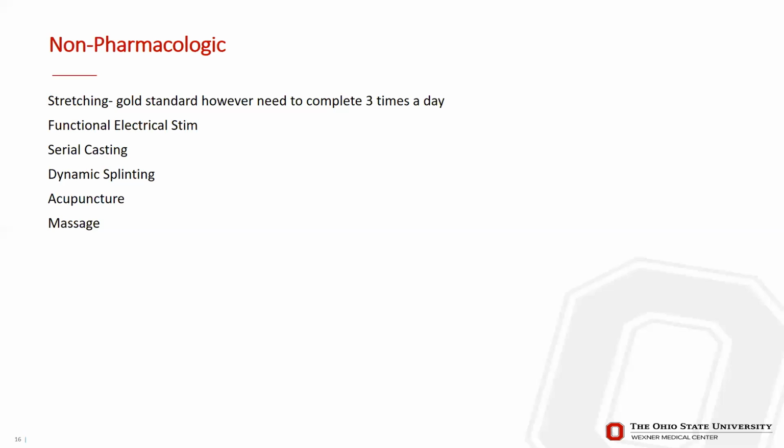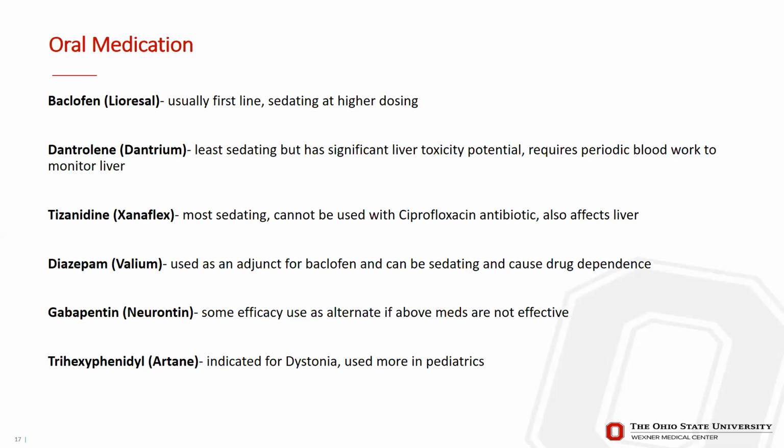And then massage therapy really does help. But again, not all insurances cover massage. So it is pay out of pocket, and it can get expensive, because massage is a short-lived intervention, and so you need to have massages more often than you would think. So, oral medications: I put all of the oral medications that I use, the top 3, baclofen, dantrolene, tizanidine, and diazepam, we use the most. Baclofen's usually our number one go-to. It's sedating at really high doses, but it's usually our first line. Dantrolene is the least sedating, and it's the oldest drug that we have, but it has a lot of liver toxicity potential.